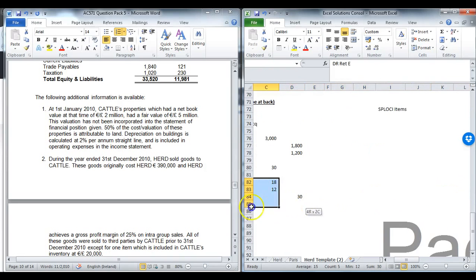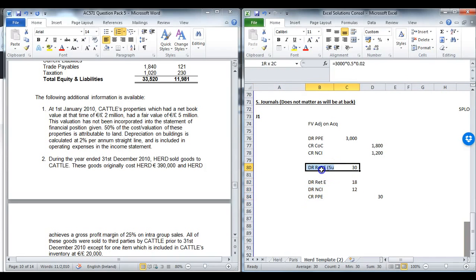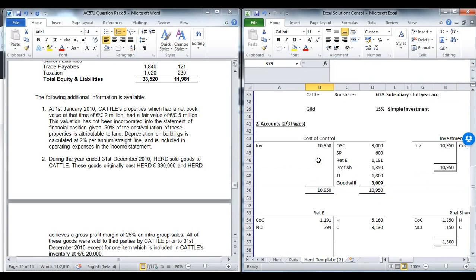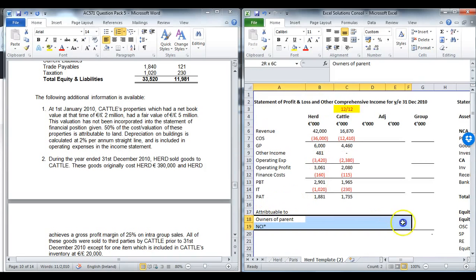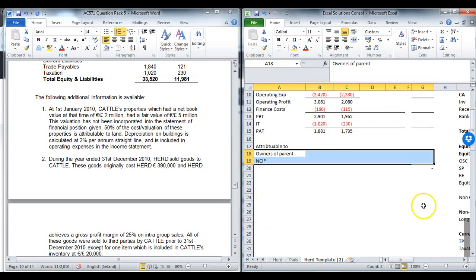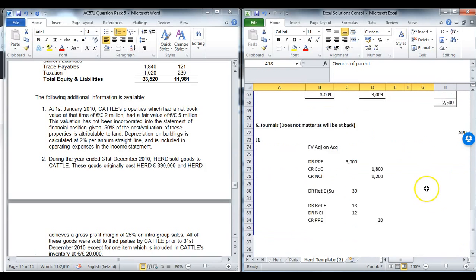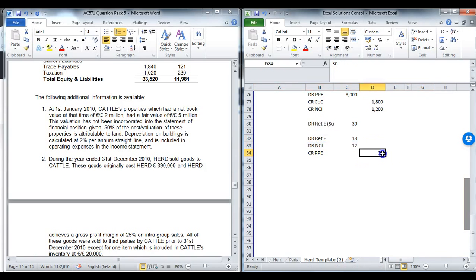So what I will do is, remember it's the full amount if it's in the subs accounts that will go to the SPLOCI, because the full amount is then allocated at the very end up here. Here is where the allocation happens. But for the SOFP, we need to allocate directly, hence we split it directly.